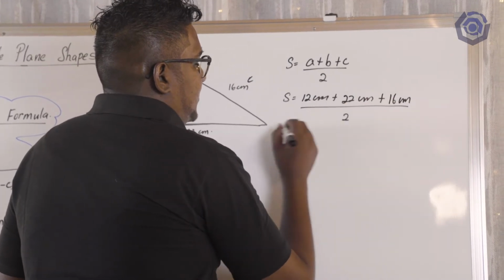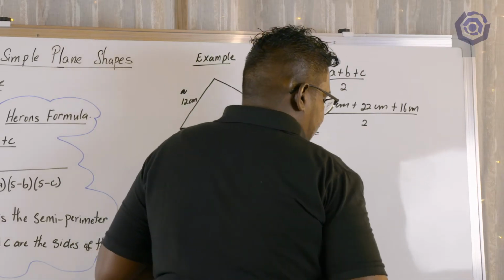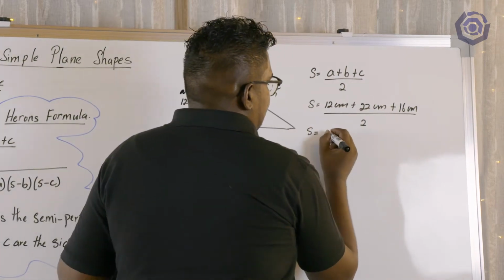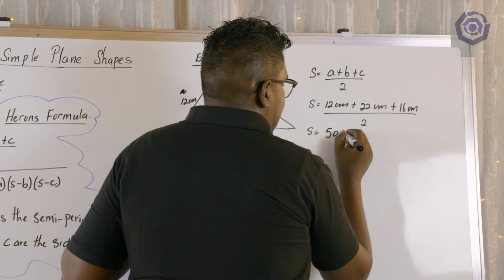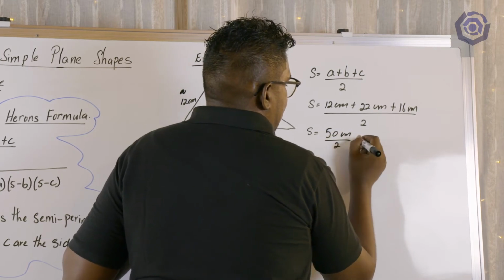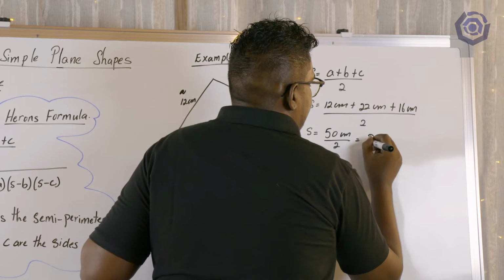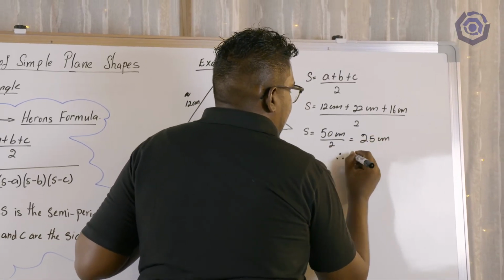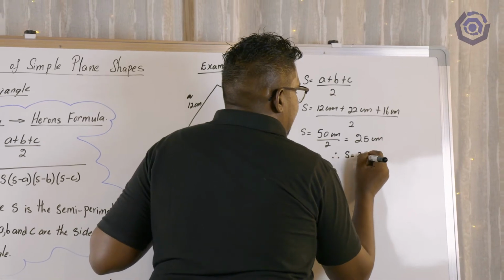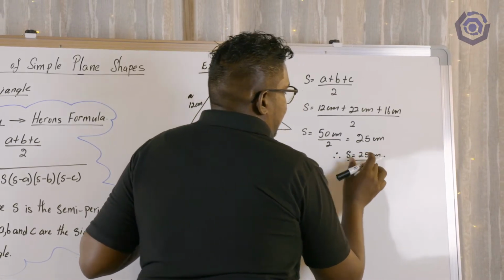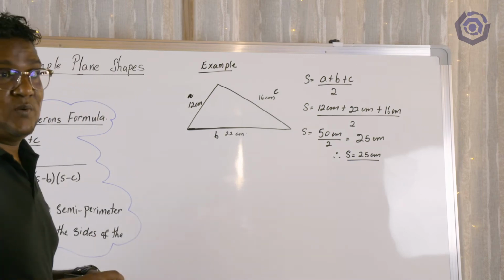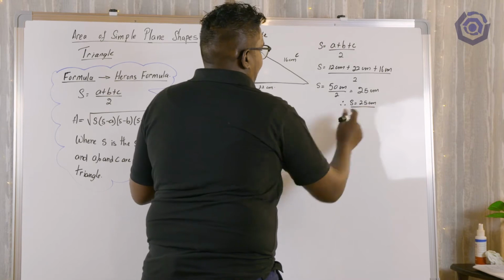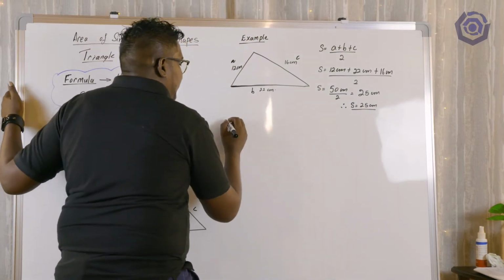And we divide it by 2. S is equal to 12 plus 22 plus 16, which gives me 50 cm, divided by 2. And when we divide it, we're going to get 25 cm. So therefore, S is equal to 25 cm. Now S is very important to the next part of the question. So we found that S is 25 cm. Now we have to use this in our next formula.